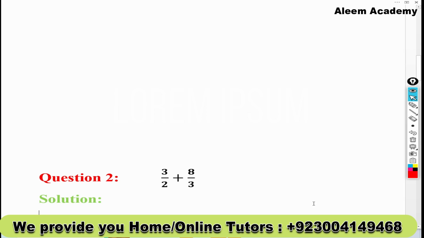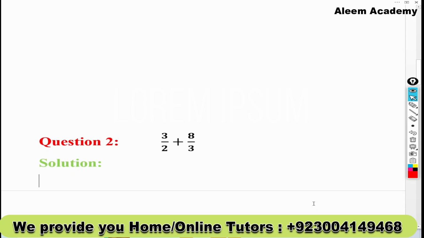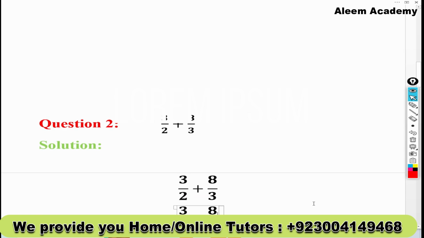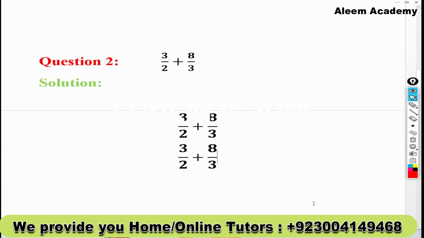Next problem is this, 3 over 2 plus 8 over 3. Now see, you have different denominators. So what you have to do in this case, let's do it. 3 over 2 plus 8 over 3. We write the question again. Okay, you have now different denominators. The first denominator is 2 and the next denominator is 3.